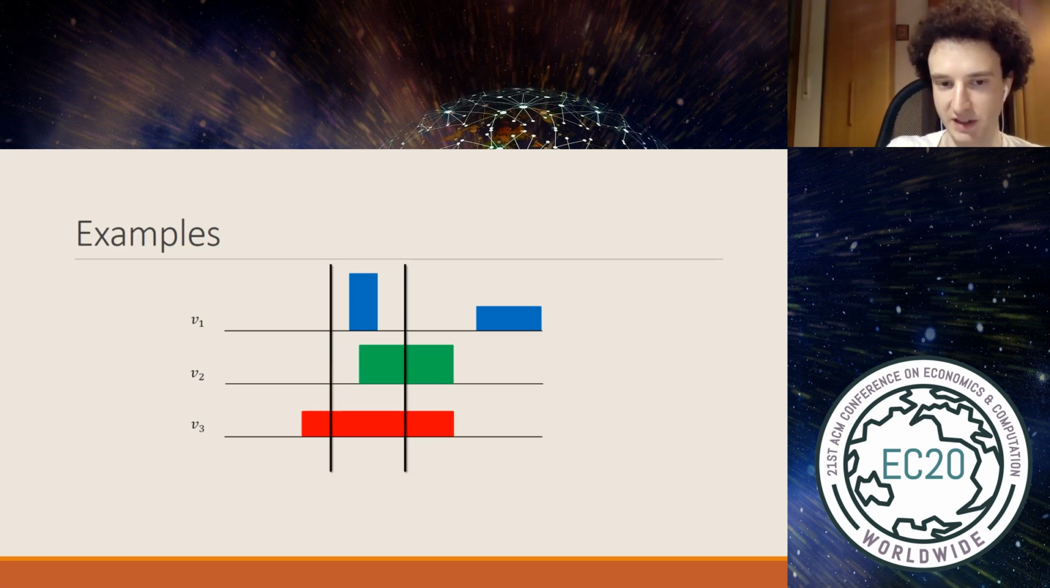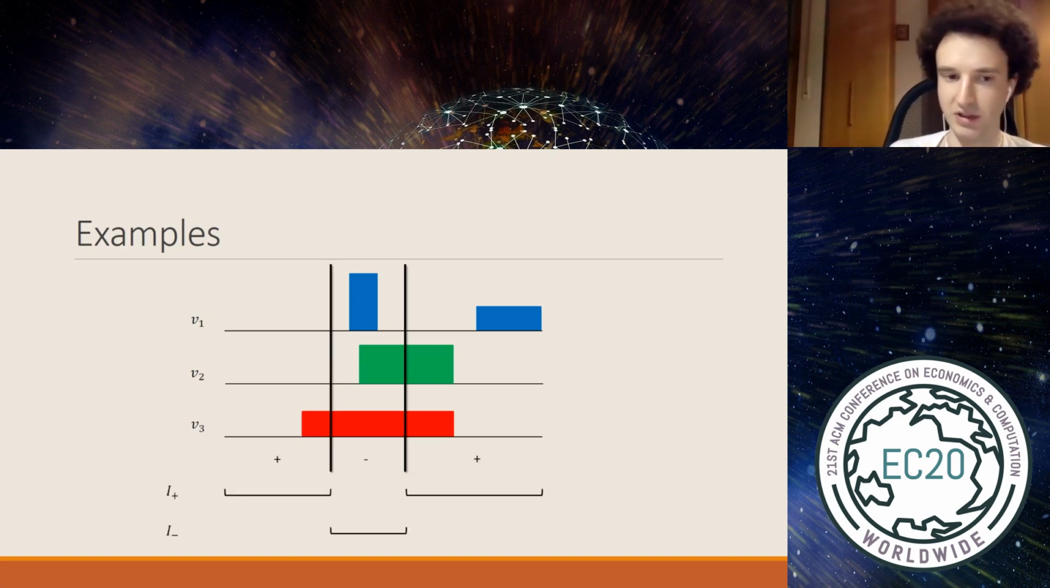But it's easy to fix in this case. If we just add a cut over here and let i plus be the left interval together with the right interval, so the union of these two intervals, and we let i minus be the interval at the center. Now it's easy to see that all the agents are happy with this consensus halving because even the red agent now has the same amount of value in i plus and in i minus. So here we had to use two cuts.